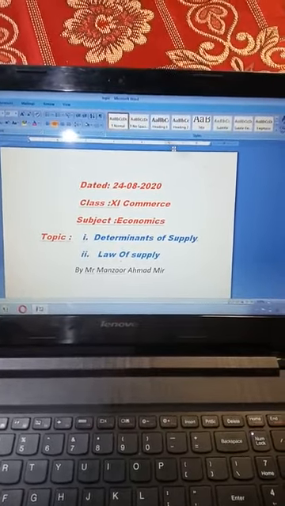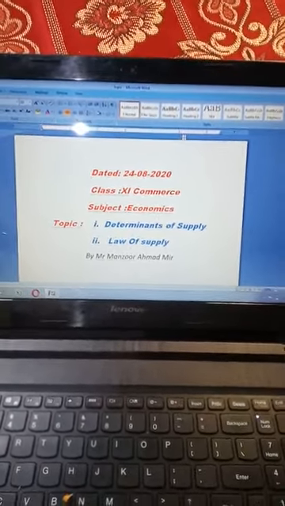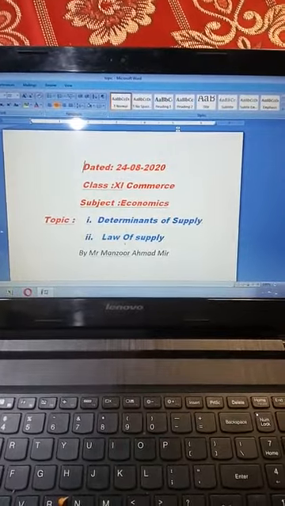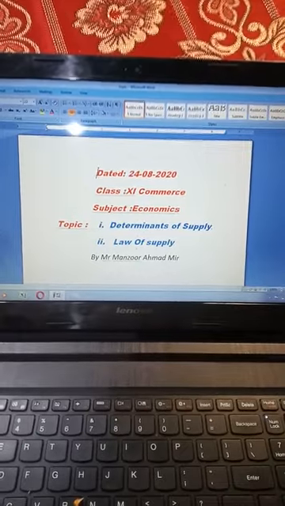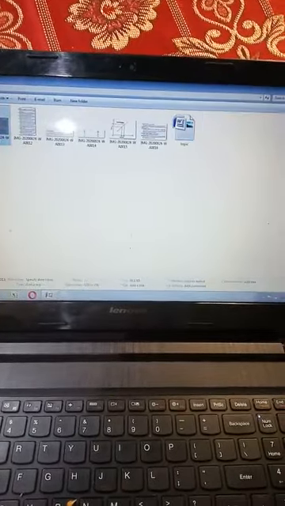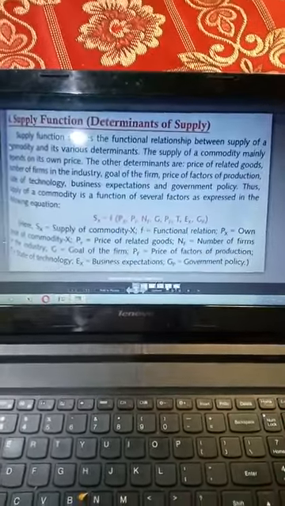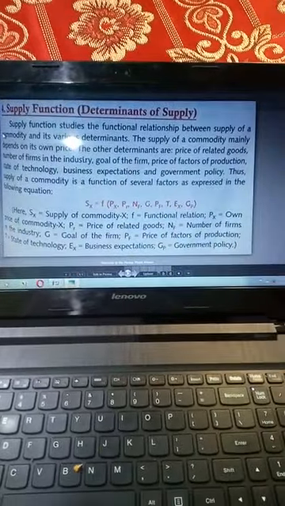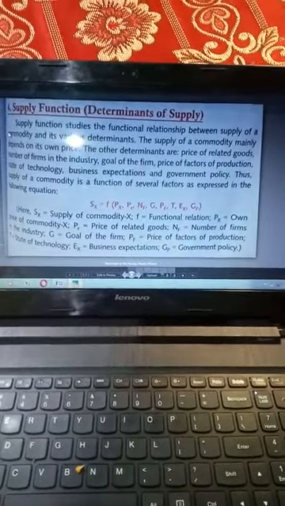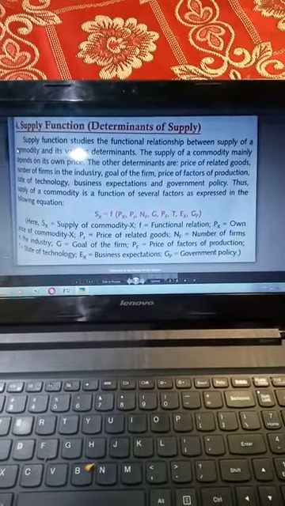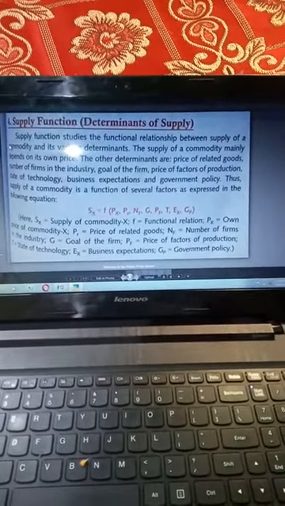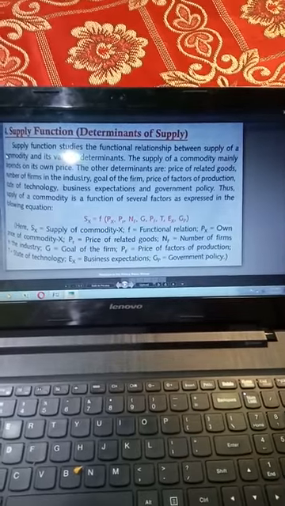Today we will discuss the two subtopics of the present chapter. First subtopic is determinants of supply and second is law of supply. Firstly, I will give you the concept of what is meant by determinants of supply or supply function. Supply function is the functional relationship between supply of a commodity and its various determinants. The supply of a commodity mainly depends on its own price and also on the other determinants.